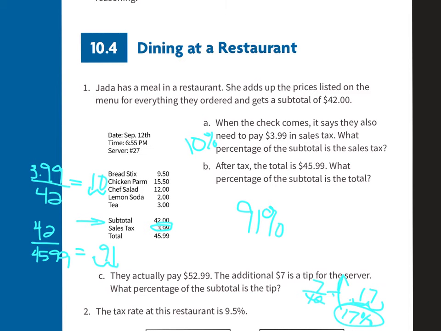Okay, so to find the percentage, we take the partial amount divided by the whole amount. We talked a little bit about this in lesson 9. To find the percentage, you take the partial amount that you're talking about, in this case, the tip, and divide it by the total amount, in this case, the subtotal. So 7 divided by 42 is 0.17, which is going to be 17%.